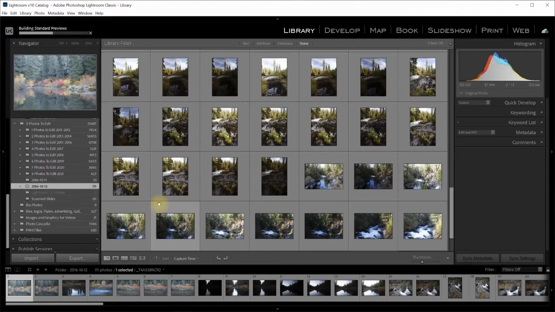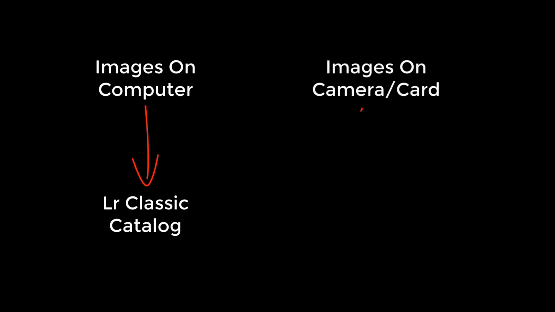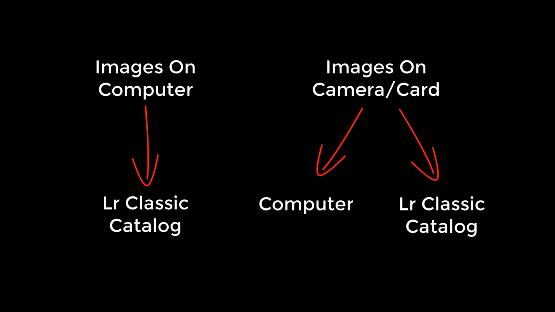All the images have imported, and Lightroom is still just building standard previews. And like I said, if we closed Lightroom right now, it would just pick up building those previews when we came back. And that's it. The two main ways to add images to your catalog: either images that are already on your computer, just not in the catalog yet, or images that are on a camera or a flash card that need to be downloaded to your computer and added to the catalog at the same time.